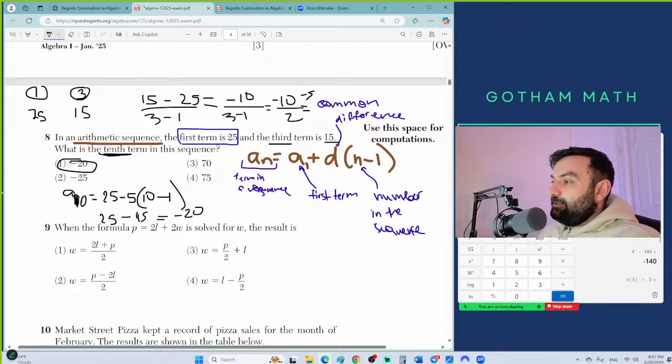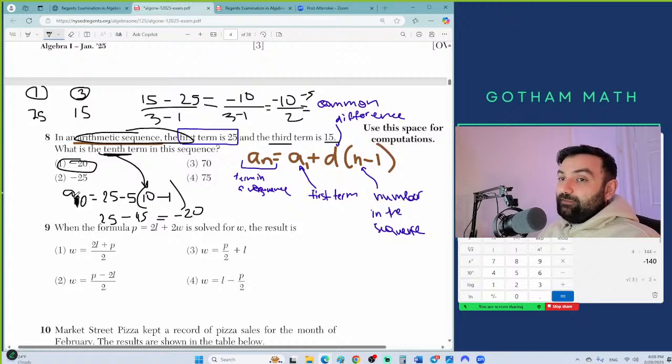Okay, quick highlight recap. First of all, we see an arithmetic sequence, so we go for the formula. We need to know what every single part of this formula is. We found the common difference, and we plugged everything in: the common difference and the n, which is 10, right? We calculated, we got the answer. This is it.